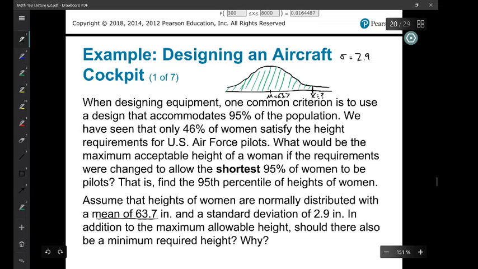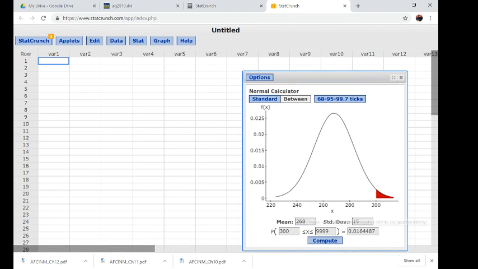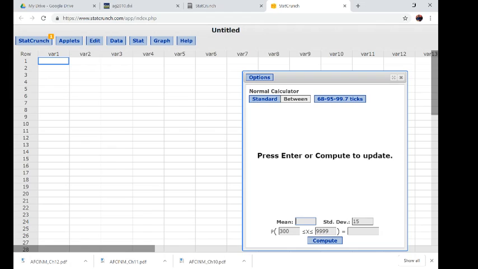So, with technology, with StatCrunch, it's straightforward. 63.7 and 2.9. Our mean is 63.7. Standard deviation is 2.9.